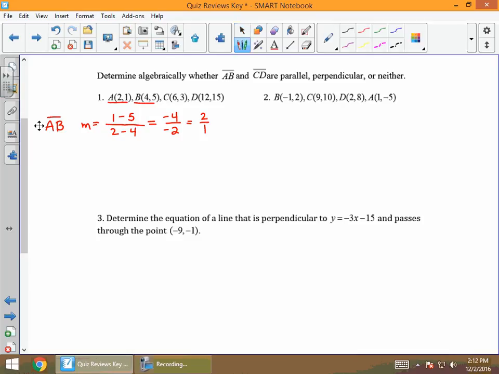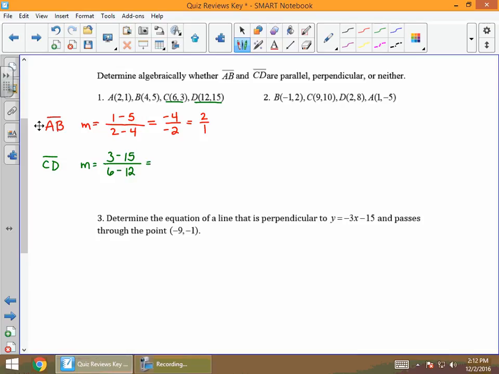And now I will do points CD. So here's point C and point D. Slope, it's going to be the same thing. I'm going to do my y's over my x's. So my y values are 3 and 15. So 3 minus 15. My x values are 6 and 12. So 6 minus 12.